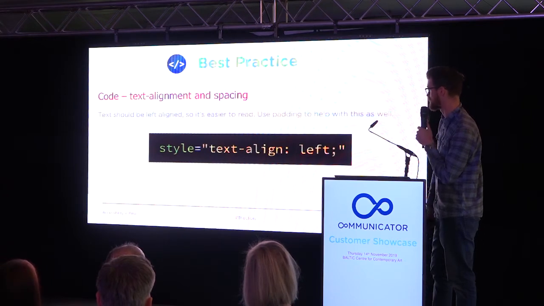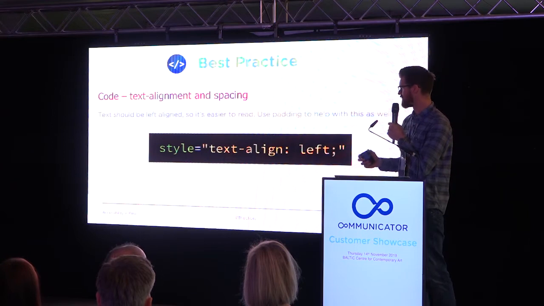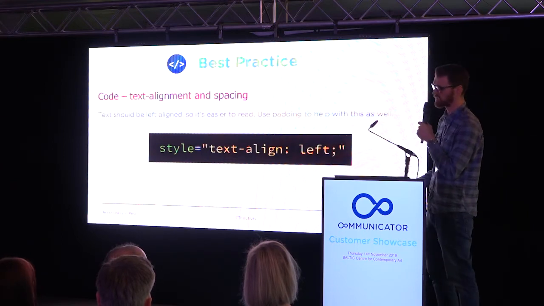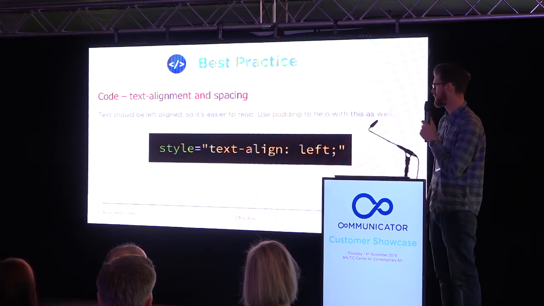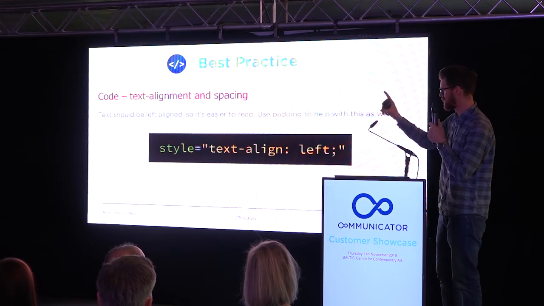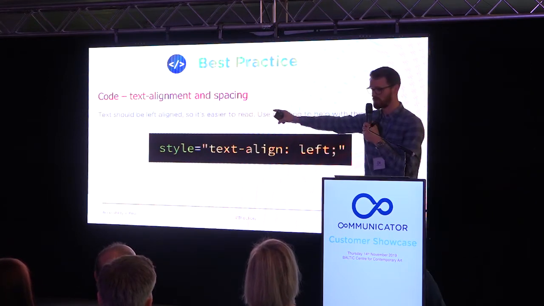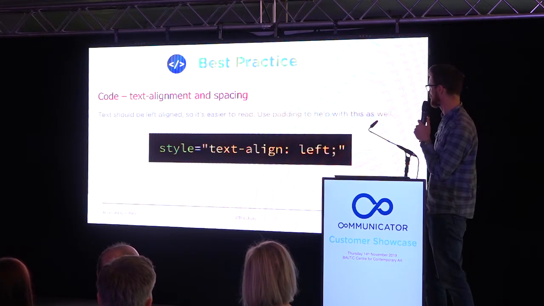Text alignment and spacing. Text should generally be left aligned. You don't want all your text to be in the centre because it's difficult to read for people that are maybe dyslexic or have visual impairments. So you want to make sure it's all to the left. It doesn't all have to be right over to the left-hand side. You can centre the container, but then left align the text.